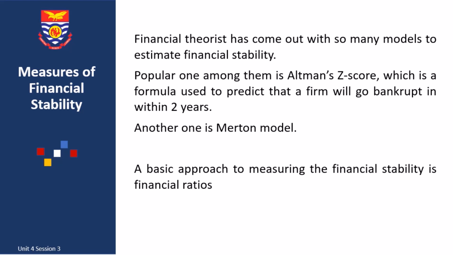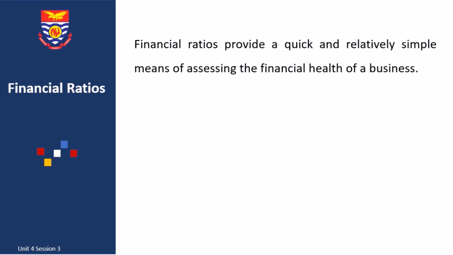A basic approach to measuring financial stability is through financial ratios. We're going to briefly go over some of these ratios used in measuring the financial stability of organizations. Financial ratios provide a quick and relatively simple means of assessing the financial health of an organization. How these ratios work is that we compare data taken from our financial statements to gain meaningful information.